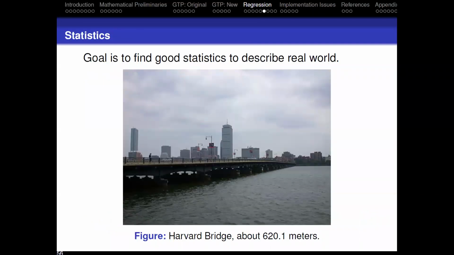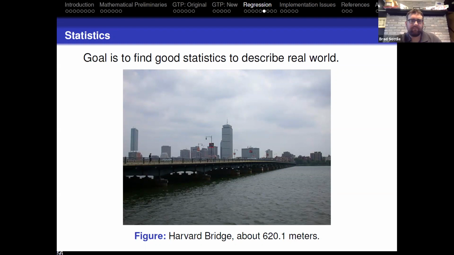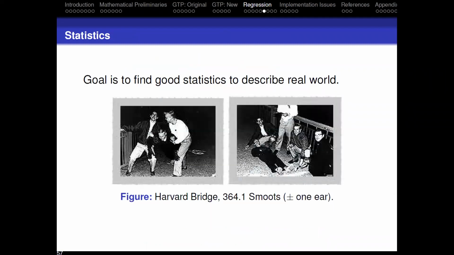So I had mentioned interesting units. Does anybody know what unit is associated to this bridge? I grew up in Boston, so this is a very famous unit. It is the smoot. So Smoot was an undergraduate at MIT, and he was pledging a fraternity, and the older brothers were curious, and they wanted to know how many smoots it would take to get from one end of the bridge to the other.